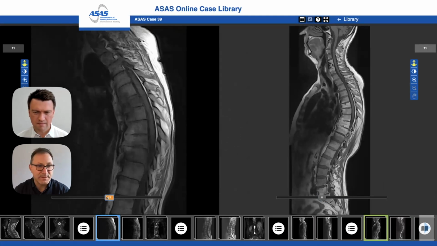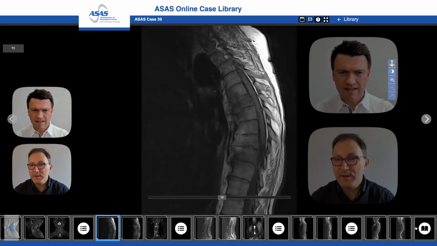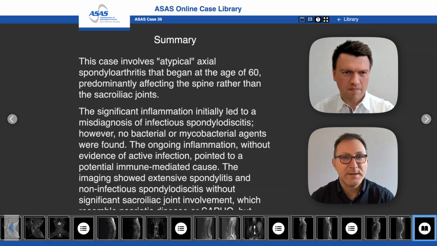We can see that all these vertebral bodies now have an increased fat content. So this is a transformation of the inflammation into a fatty lesion, which is a sign of healing and a sign of regression of the inflammatory activity. Very nice case. So what could we conclude of this case, Denis?